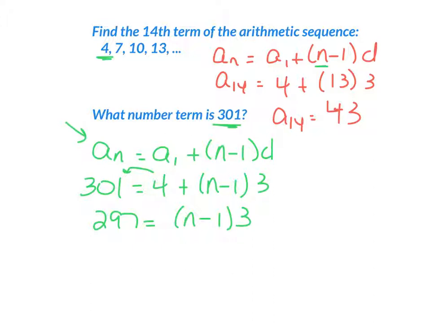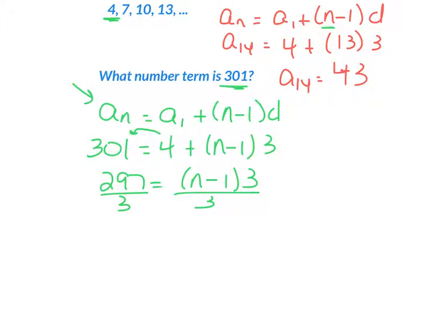And you have 2 options. You could distribute the 3 if you want to, and that's perfectly fine. But I think it might be easier here just to go ahead and divide both sides by 3. So I'm going to go ahead and divide both sides by 3. And what happens is over here I get n minus 1. 297 divided by 3 is 99. So my final number right there, just move the 1 over, add it to the 99, get 100.